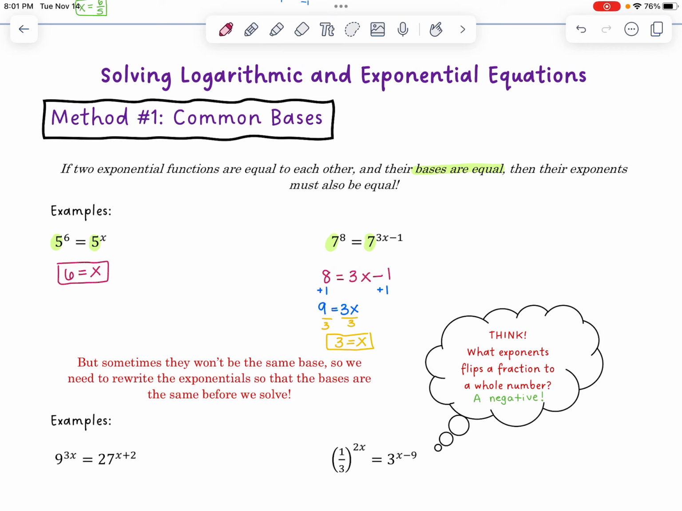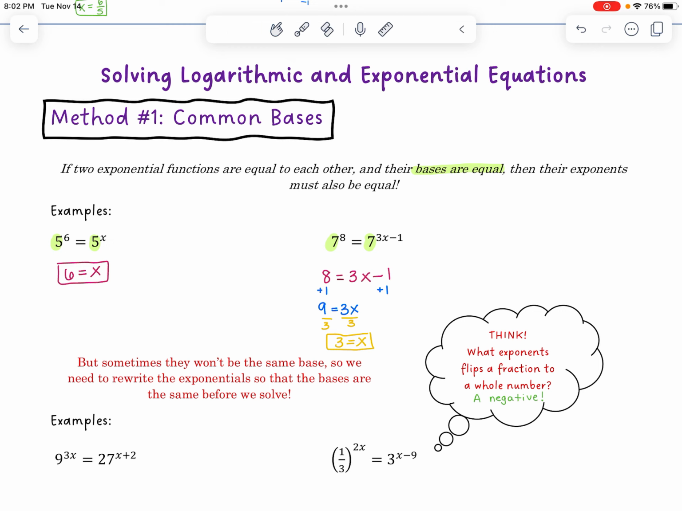In this video, I'm going to go over how to solve exponential equations by using method number 1, which is common bases. In this method, we want to rewrite both sides of the equation so that they have the same base of the exponential, because when the bases are equal, then we know that the exponents must also be equal. So then we can use that property to solve.